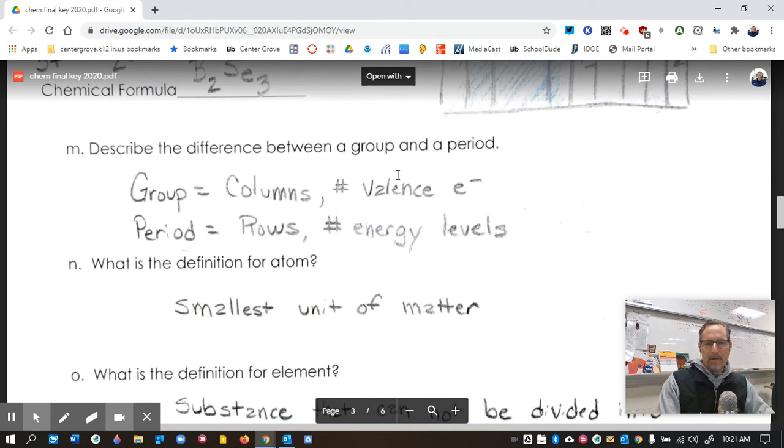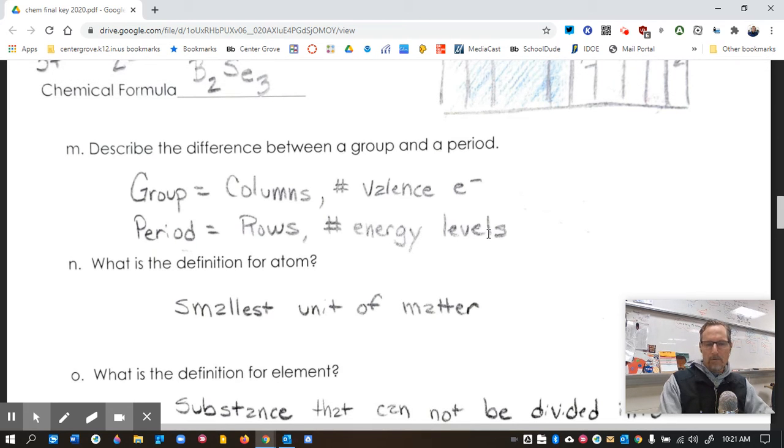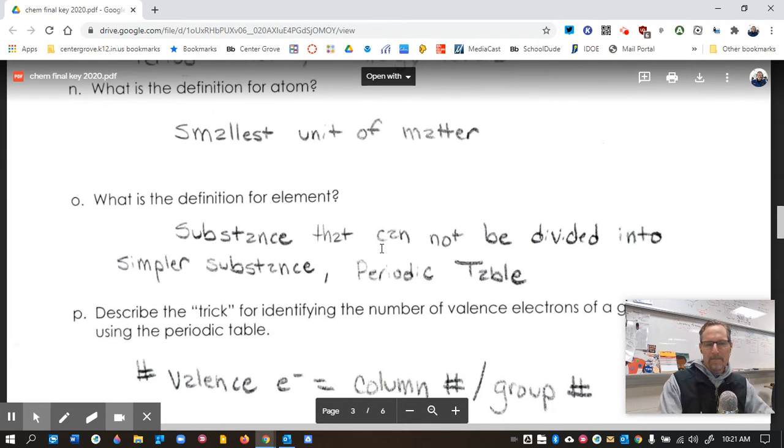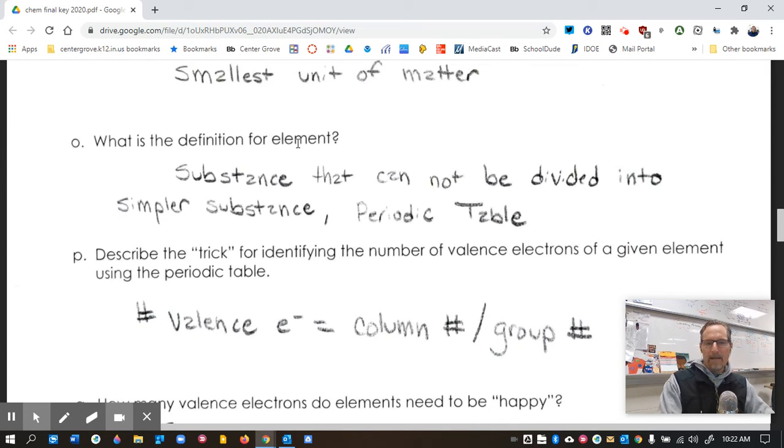Describe the difference between a group and a period. Remember, groups are the columns. Those are going up and down, and those are the same as the number of valence electrons. And then the periods are the rows. Those are the same as the number of energy levels or orbits or shells or whatever you want to call those. An atom is basically the smallest unit of matter. And the definition of an element is the substance that cannot be divided into a simpler substance. And so that's how we arrange things on the periodic table, by elements. So it's called the periodic table of elements.